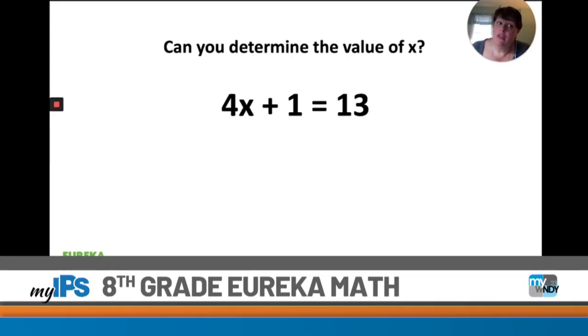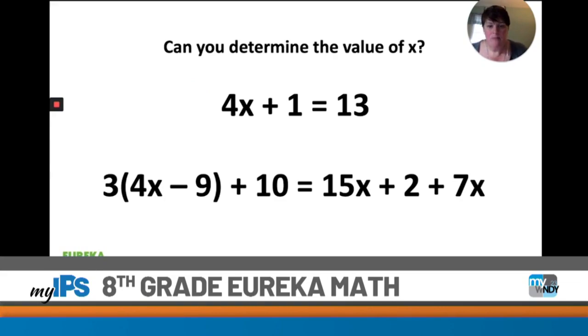Some of you might think you know the answer. Some of you might say, yeah, it's 3. I got it. I can do it. Great. Others of you might be, maybe not so much. That's okay too. Let's look at another one. Whoa, that's a little bit longer. 3 times the quantity 4x minus 9 plus 10, all equal to 15x plus 2 plus 7x. All right, go. Find the x. Can you do it? I know I can't do it. I'd have to do some work. That's what we're going to focus on today. We're going to focus on how to do the work to determine the value of x.